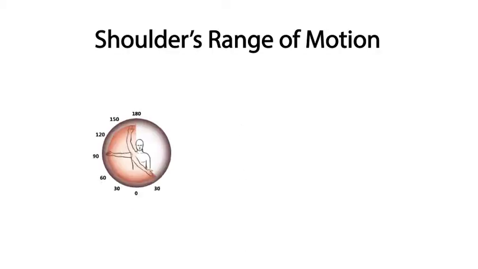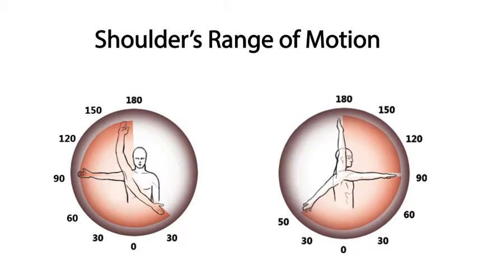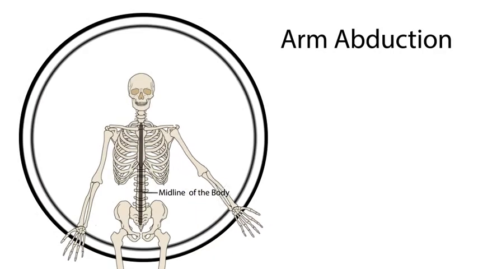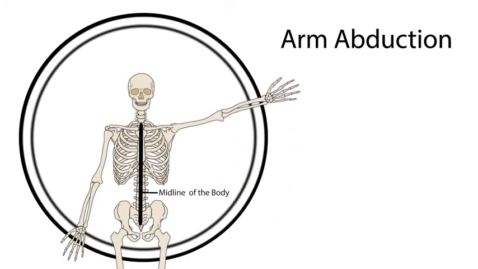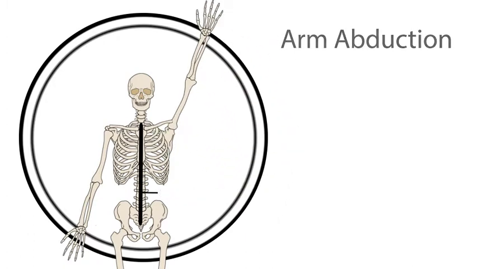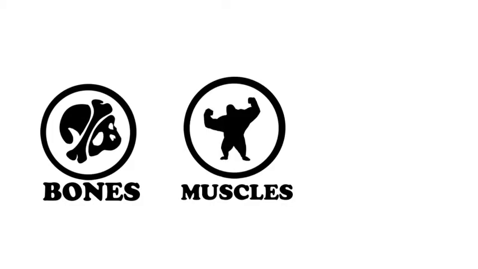The shoulder is an important bodily mechanism, offering a wider range of motion than any other joint. When the arm rises in a lateral direction, from the standard anatomical position to an overhead position, this is known as arm abduction. We'll be looking at some of the important components of the shoulder that contribute to abduction of the arm. These components include bones, muscles, and nerves.